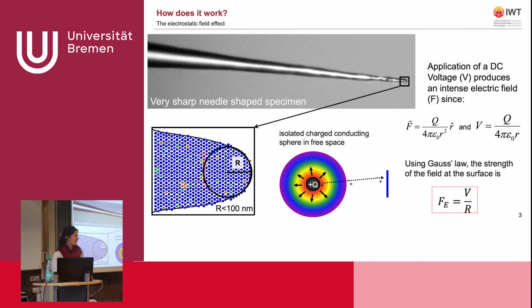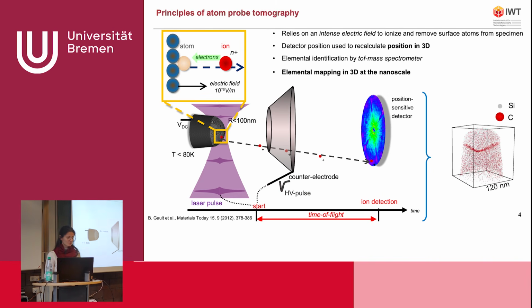So the message here is that in the end, the smaller the radius of curvature here, the higher the electrostatic field will be, and the better we can evaporate and sublimate atoms. So that's why we need very, very small samples. Here it will require a radius of less than 100 nanometers. And the volumes that we are analyzing at the end are typically 500 nanometers by, let's say, 50 by 50 nanometers. I will show you some examples afterwards.